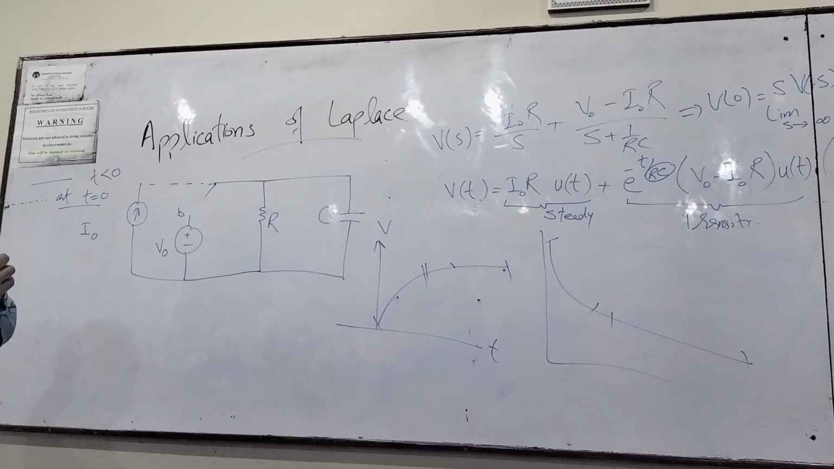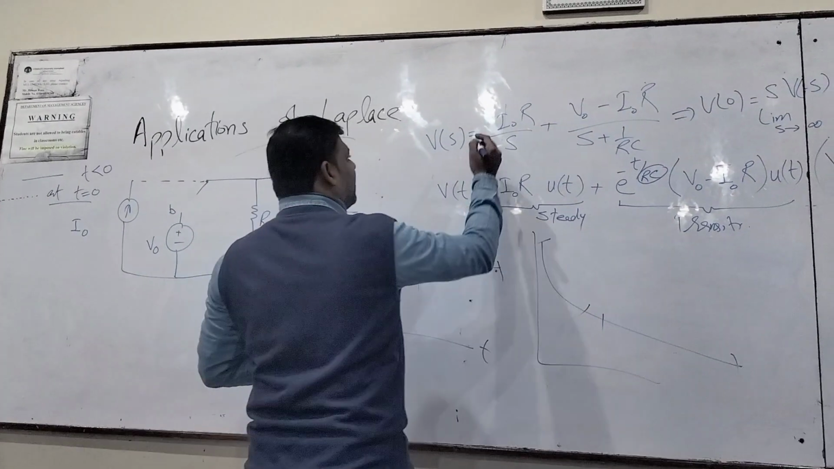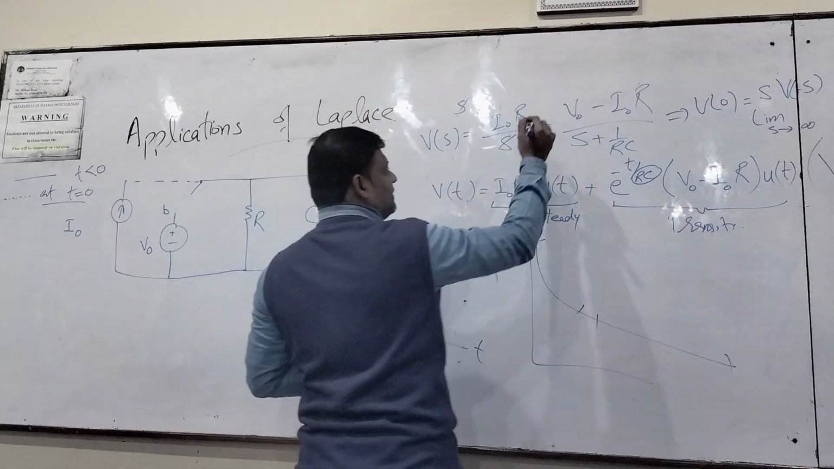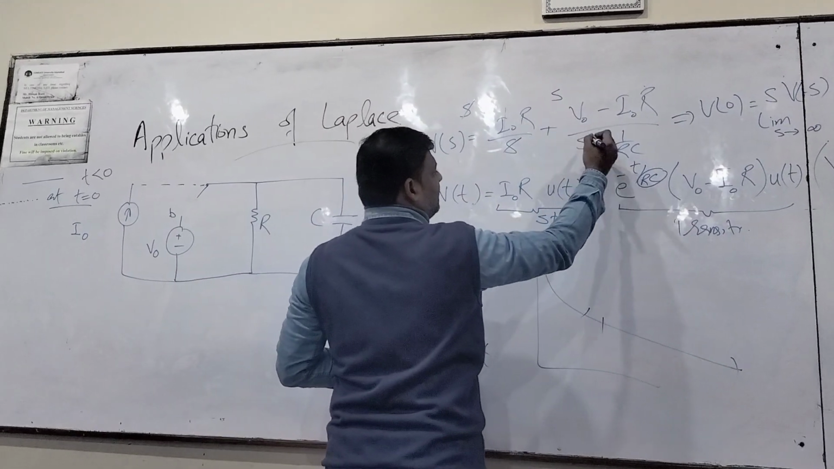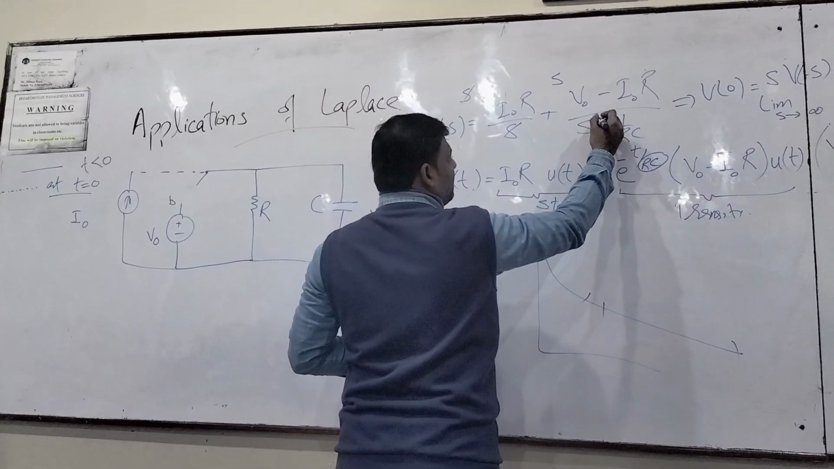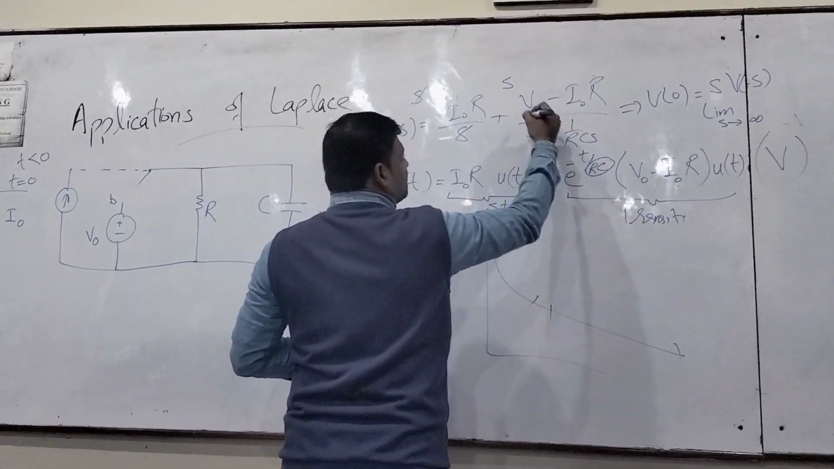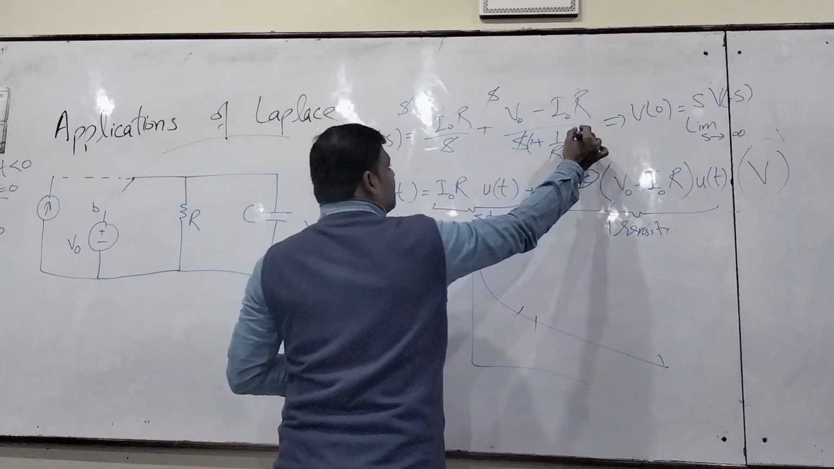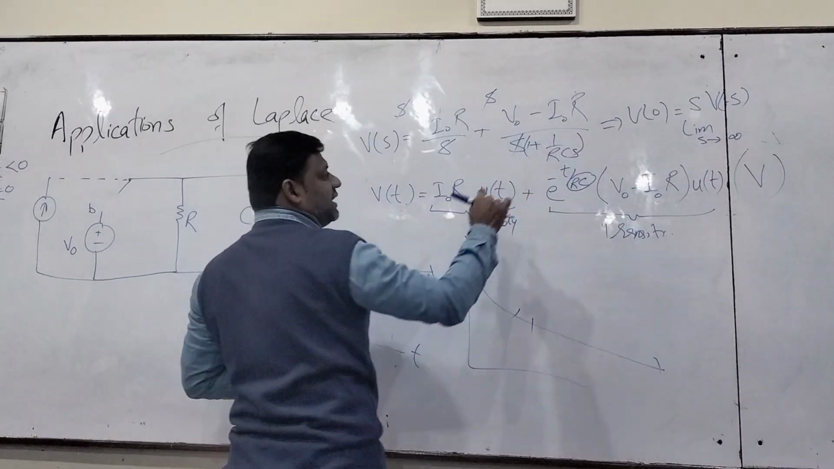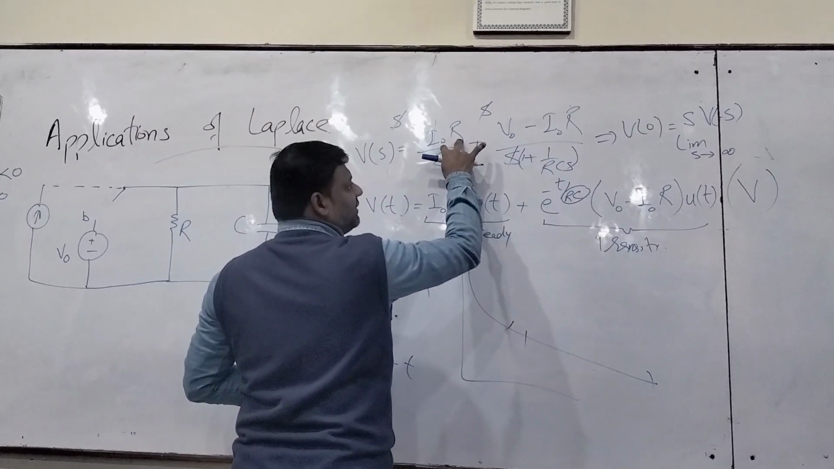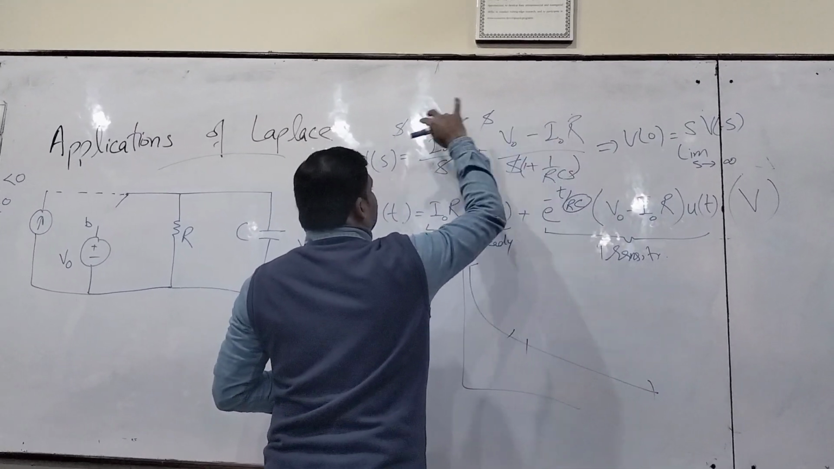S tends to infinity. Multiply by S. This S will be cancelled out by this S, and take S common. 1 plus 1 over RSC. This S will be cancelled out by this. Put S tends to infinity: 1 over infinity is 0. This I naught R minus I naught R.